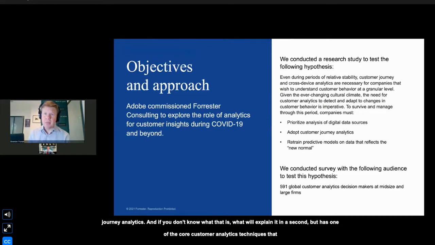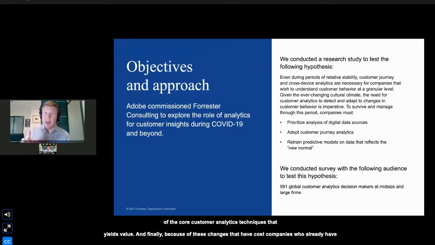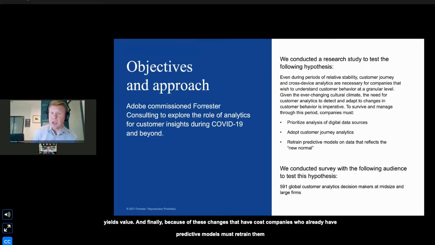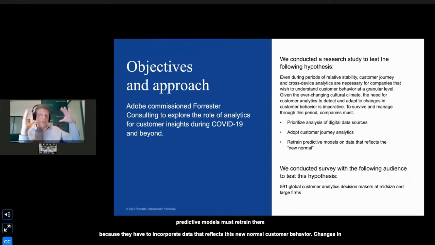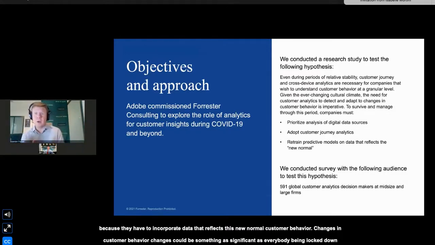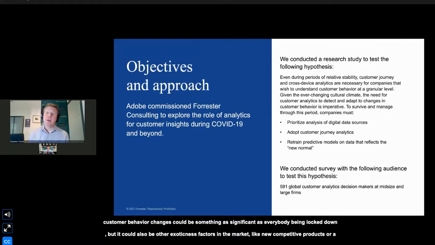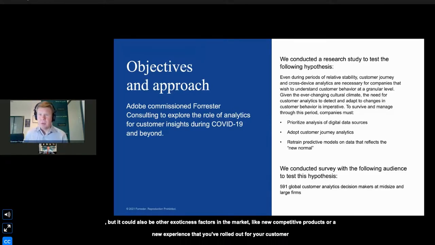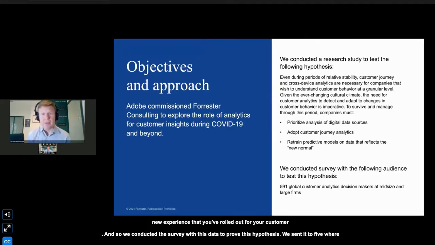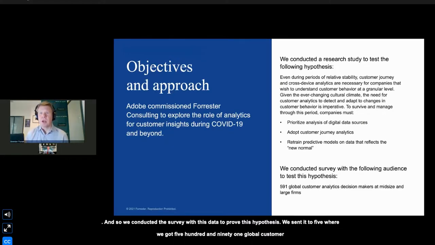And finally, because of these changes, companies who already have predictive models must retrain them because they have to incorporate data that reflects this new normal of customer behavior changes. And customer behavior changes could be something as significant as everybody being locked down, but it could also be other exogenous factors in the market, like new competitive products or a new experience that you've rolled out for your customers. And so we conducted the survey to prove this hypothesis. We got 591 global customer analytics decision makers at large and mid-sized firms to respond.